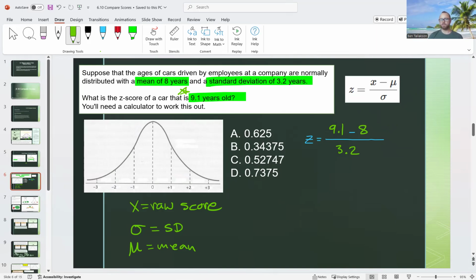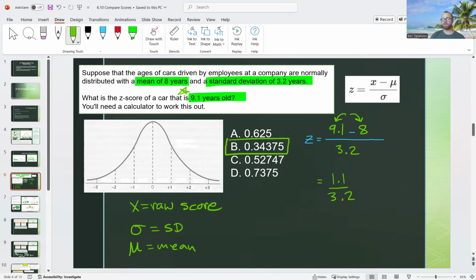Now, looking at this formula, there's something you can identify about the z-score right now. Do you know what it is? That it's going to be positive. This score is above average. How do we know? Because the current score is greater than the average, the mean. So we get 1.1 over 3.2. This is where you need your calculator. You'll find the answer is B.